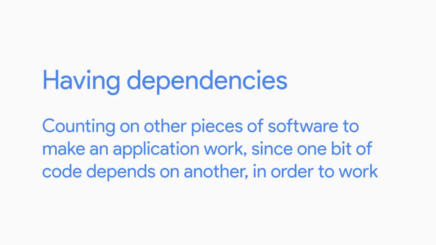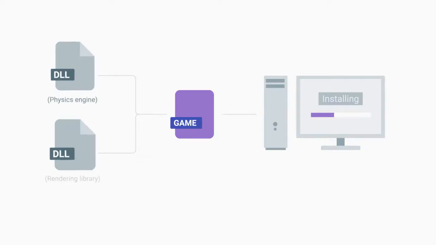Counting on other pieces of software to make an application work is called having dependencies, since one bit of code depends on another in order to work. In our example, the game depends on both the physics engine and the rendering library to run.